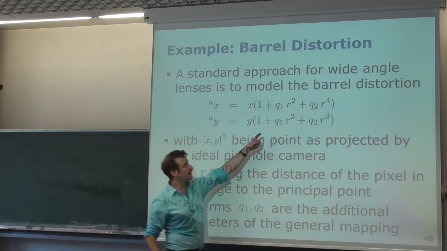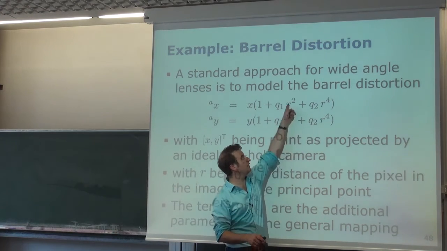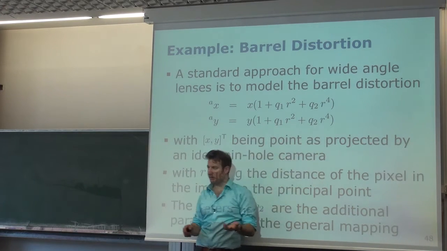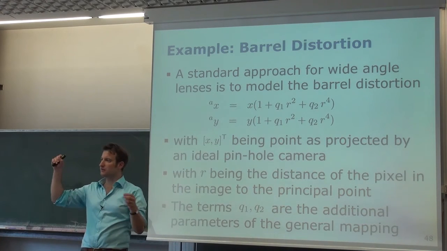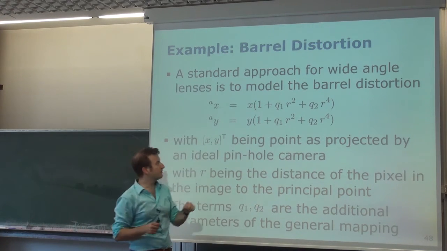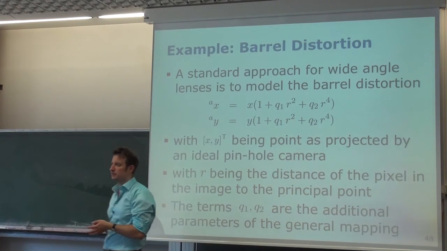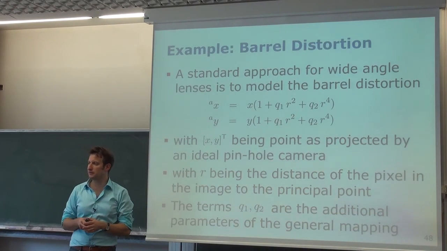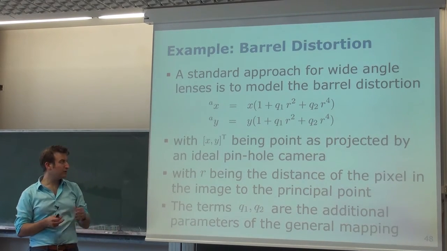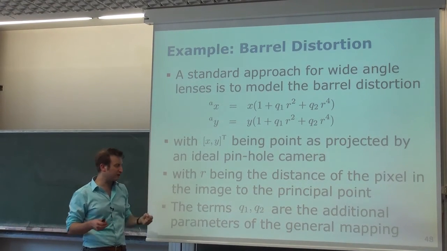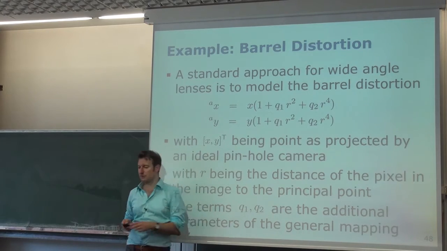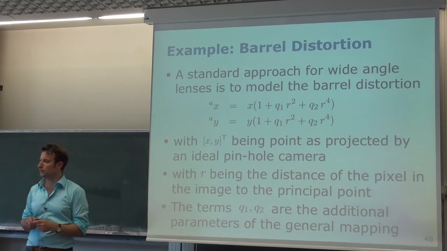So this value r is different for all the pixels. It's the distance from the principal point. And q1 and q2 are the two additional parameters of my nonlinear function that I actually have to determine. So if this is my model for the nonlinear corrections, I have to determine these parameters q1 and q2.